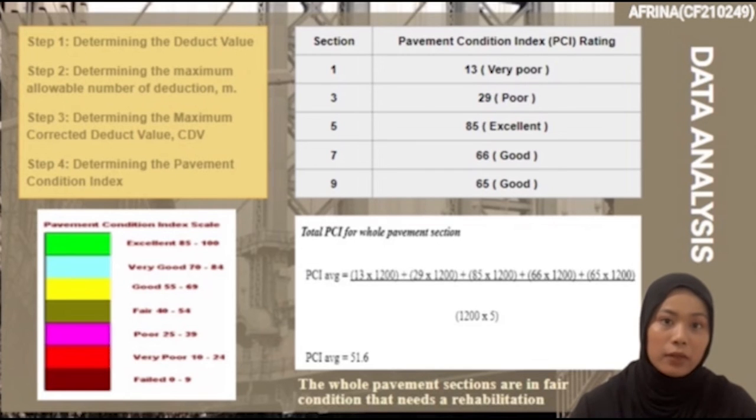For section 1, the PCI value is 13, which is very poor condition based on the pavement condition index scale. For section 3, the PCI value is 29, which is poor condition. For section 5, the PCI value is 85, which is excellent condition. For sections 7 and 9, both are in good condition, with PCI of 66 and 65 respectively. Next is the total pavement condition index for the whole pavement. The average pavement condition index is 51.6, which means the whole pavement sections are in fair condition that needs rehabilitation.